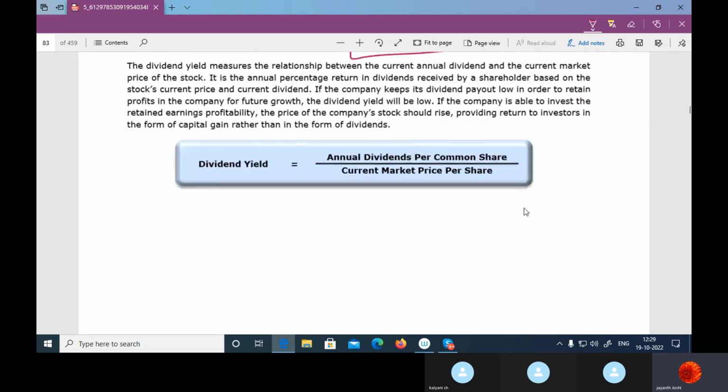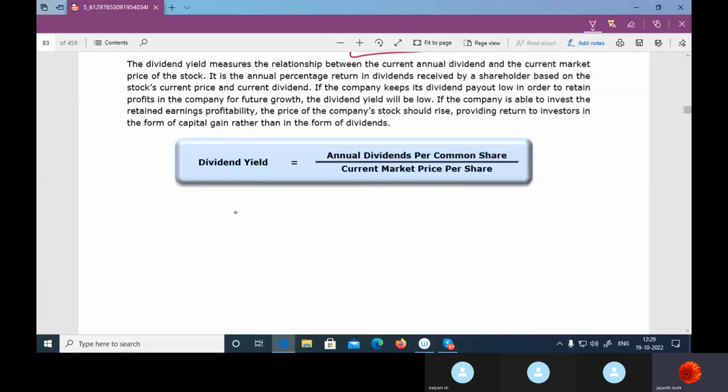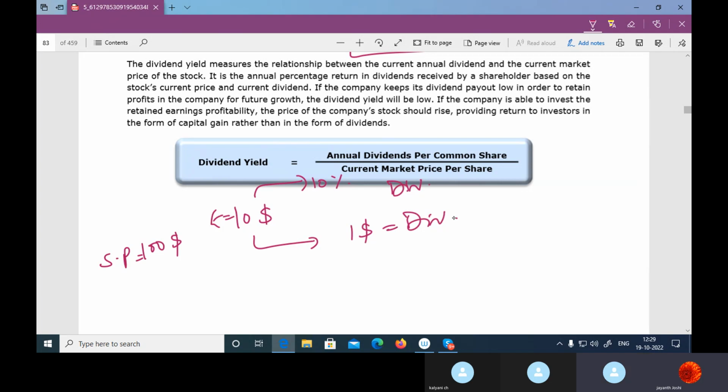Now comes the dividend yield. See, dividend yield is nothing but, see, $10 is my earning, $100 is my stock price, and the company has declared 10% as dividends. So out of $10, $1 goes for dividend. Correct or wrong?